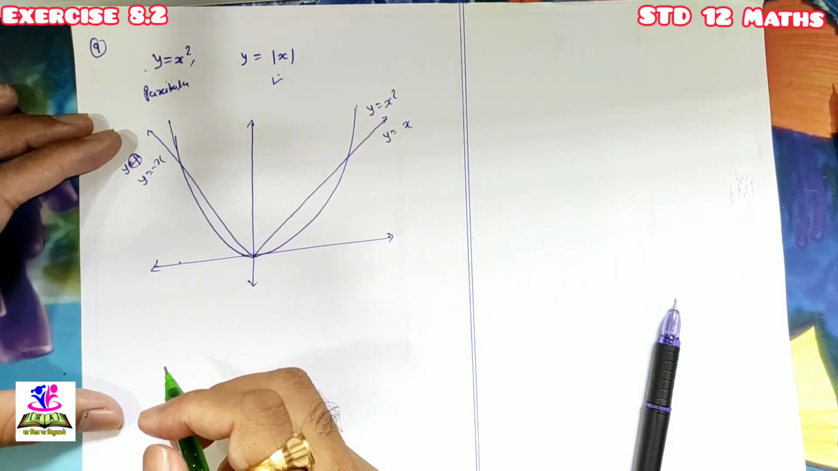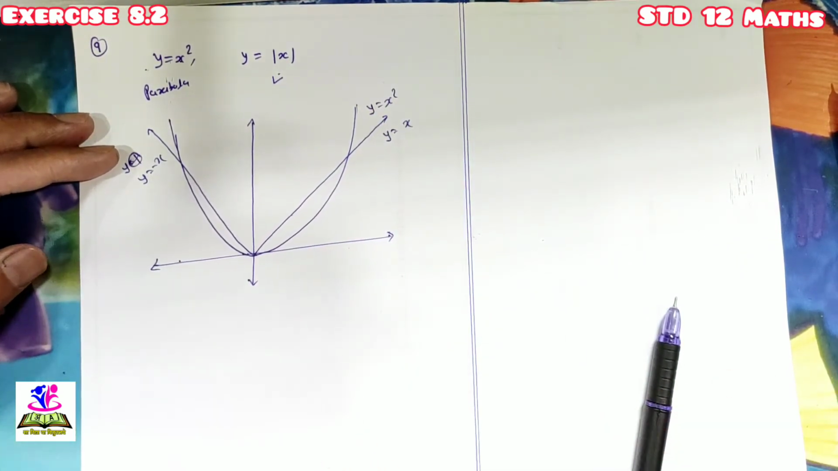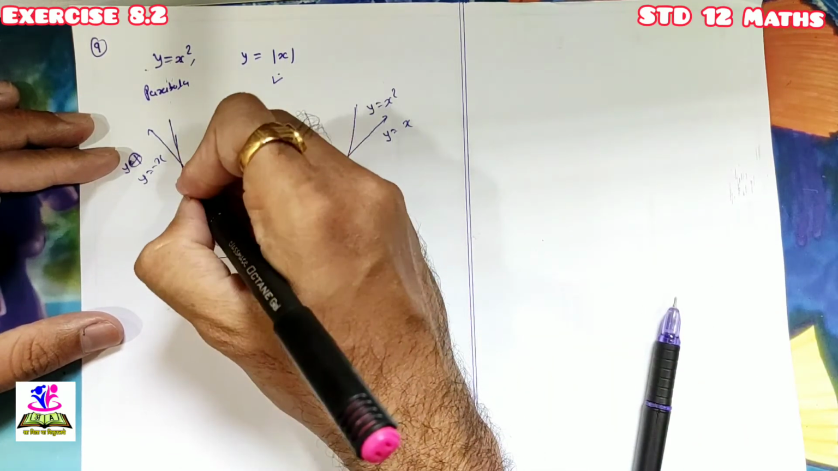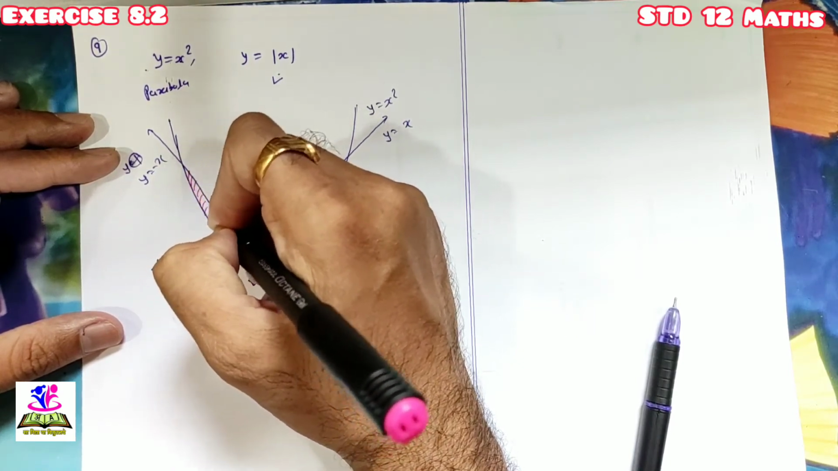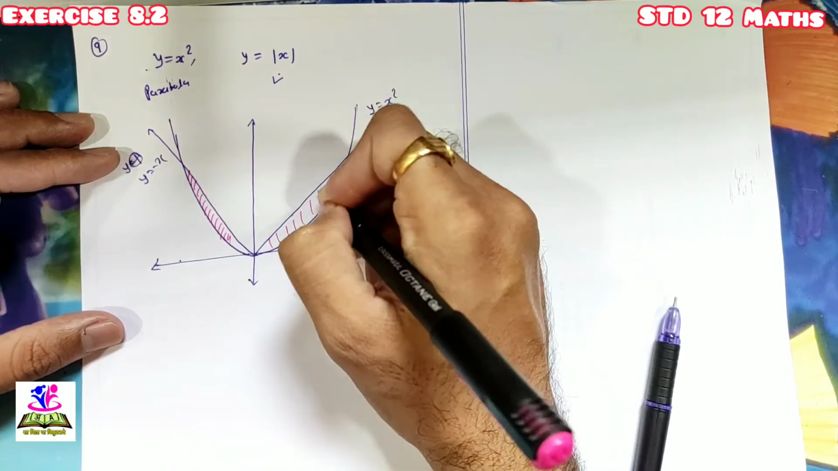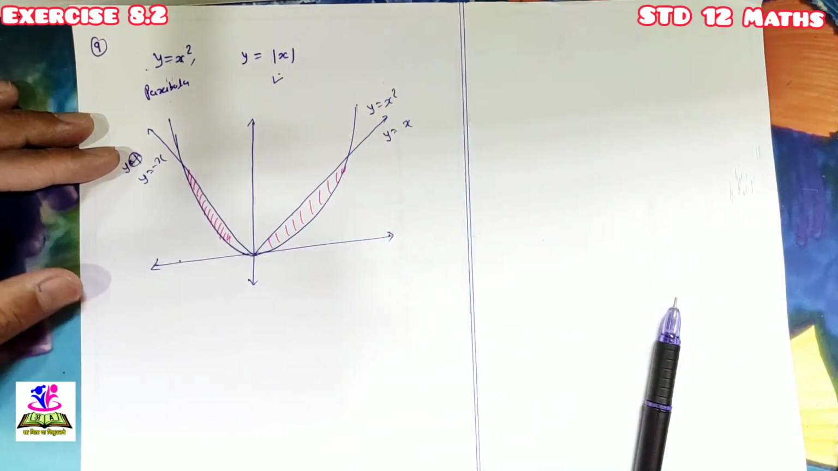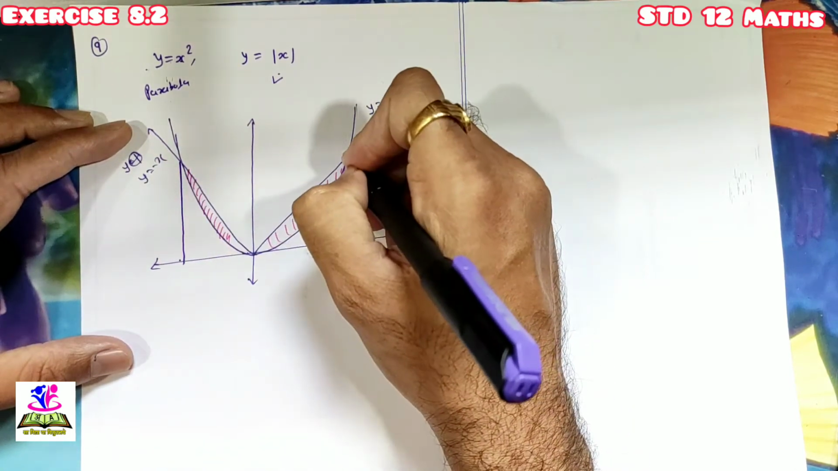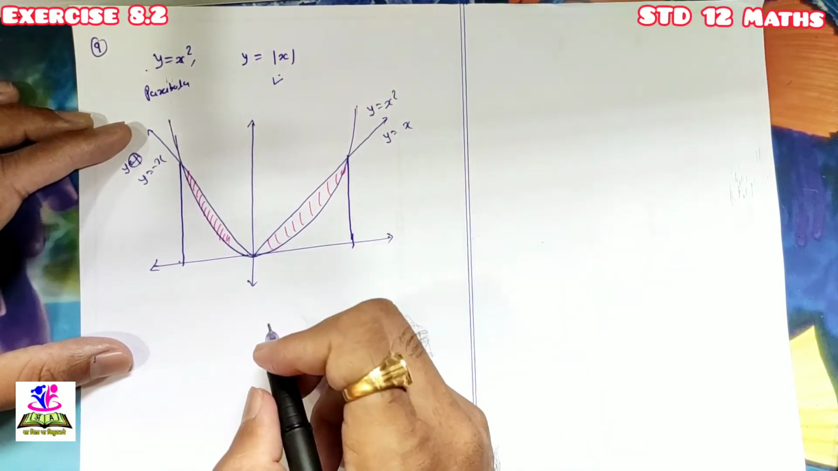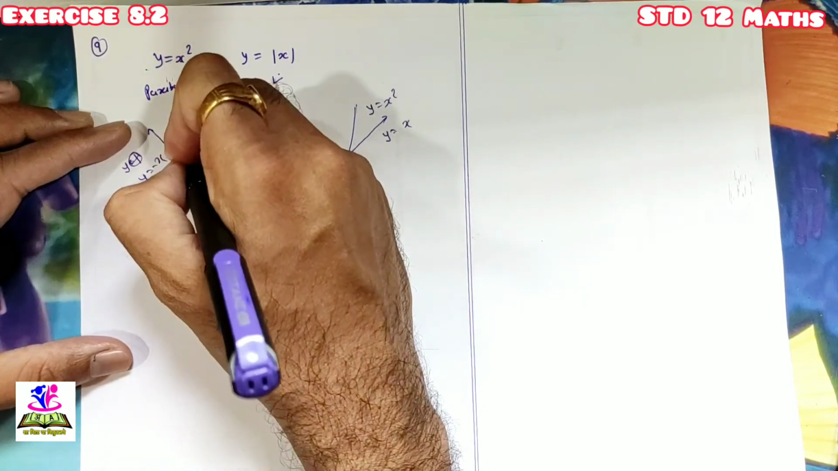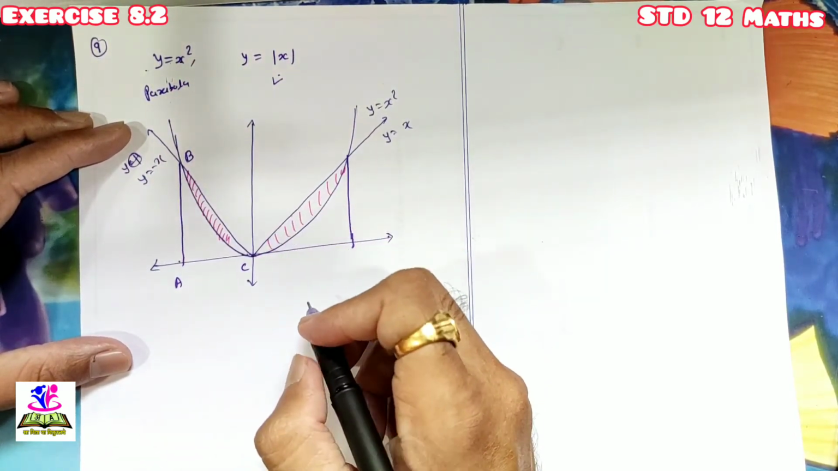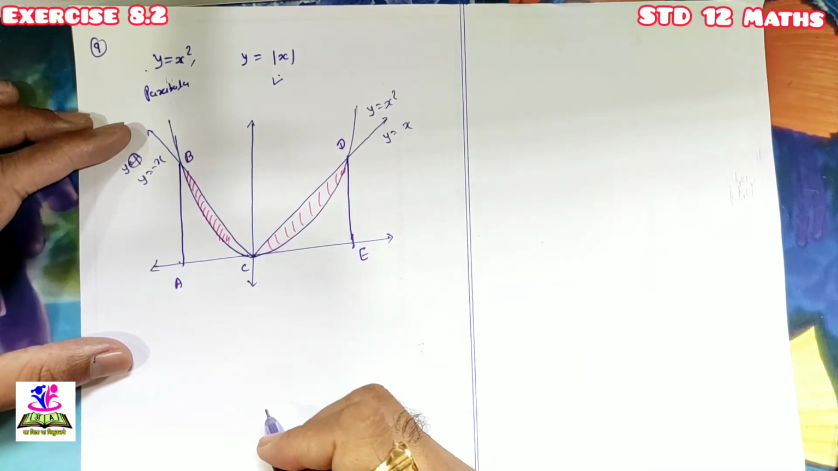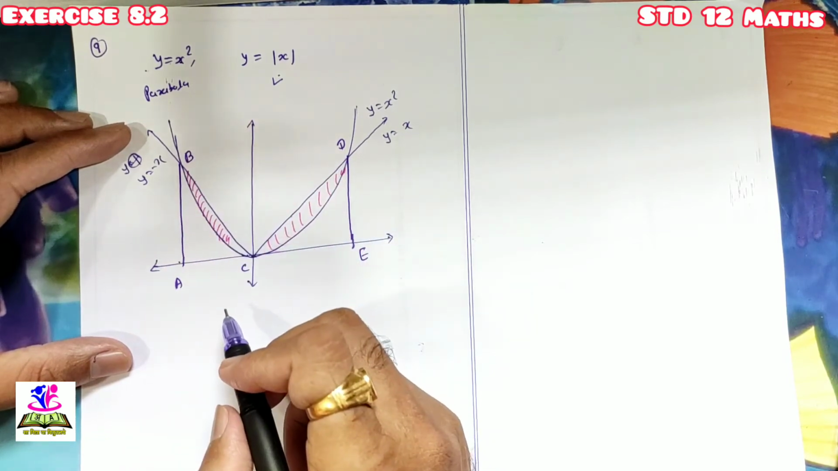Done. So you have to find the area enclosed by this region, the area of the region bounded by these two curves. So that area is the area of this part, this part, and here this part, this area we have to find. So for that, we are considering this area. Say this one is point A, point B, and this is point C. This one is point D, and this is A, B, C, D, E. This is point E.